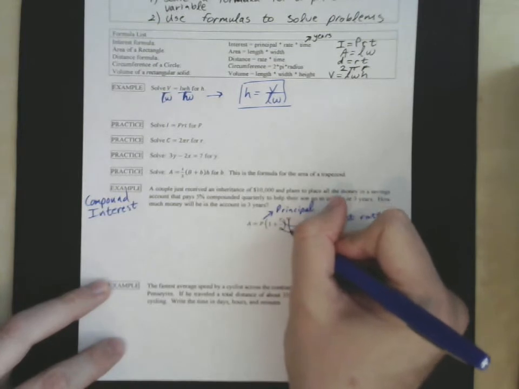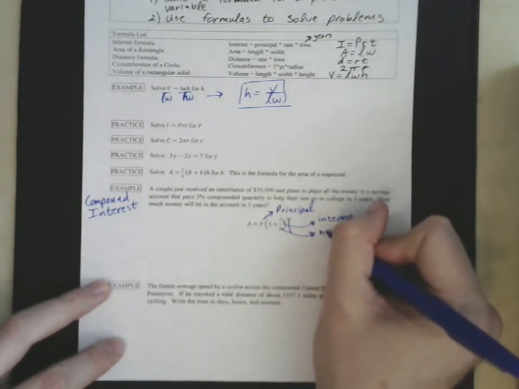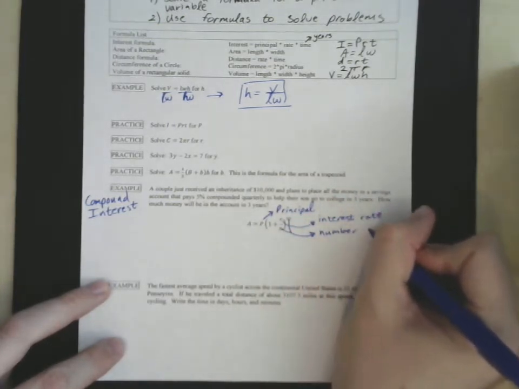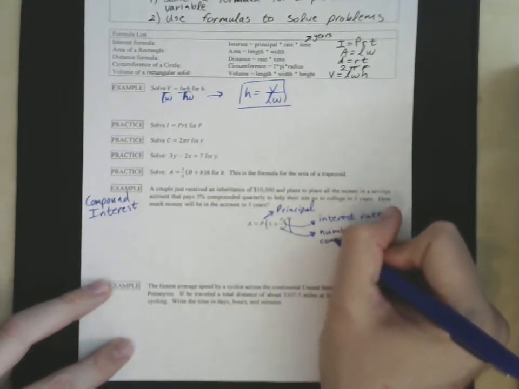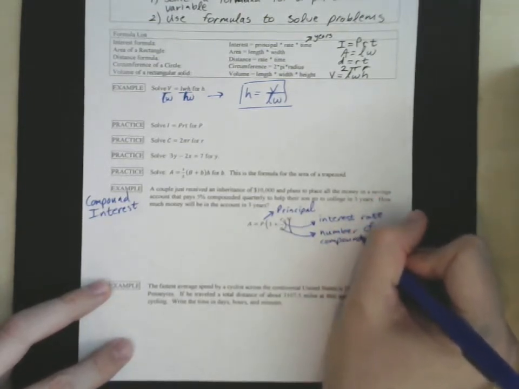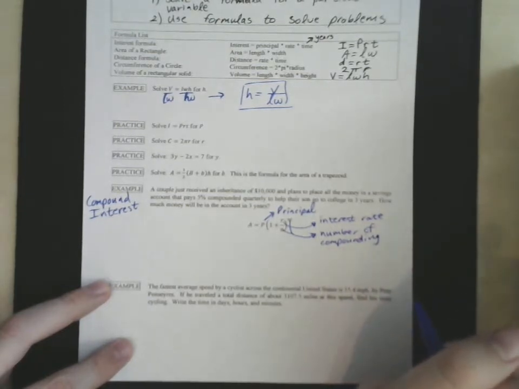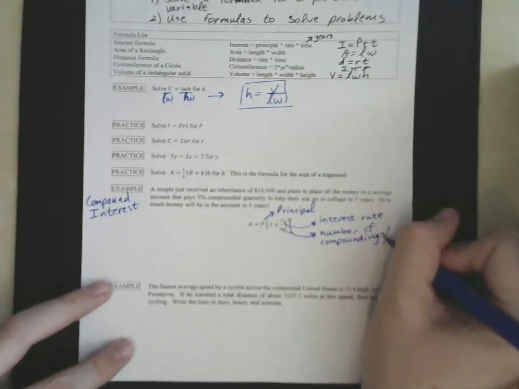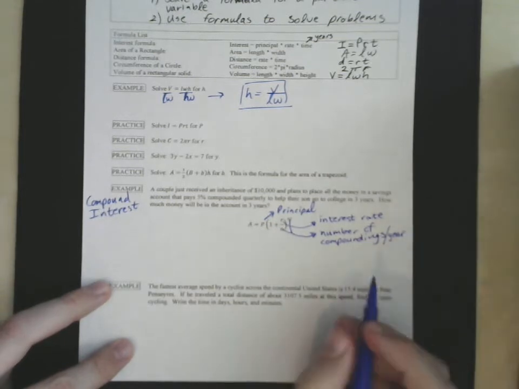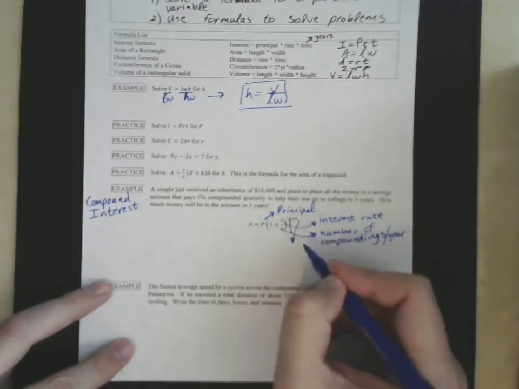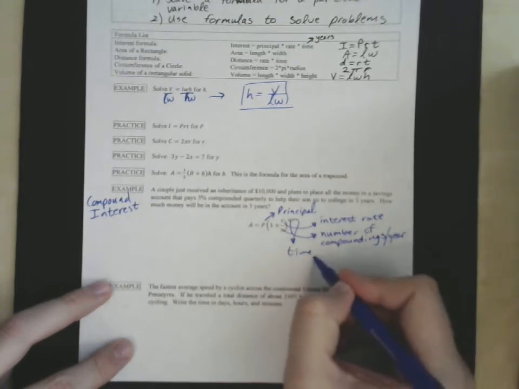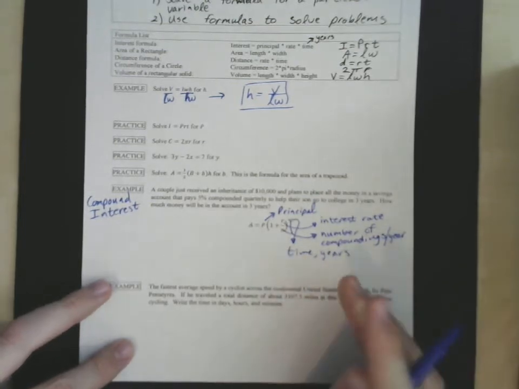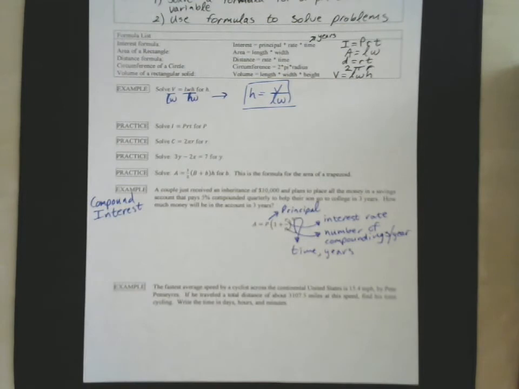The N is the number of compoundings. Basically, it's how many times a year you get more money. So this is compoundings per year. And T here is time. Again, in years. So similar to our other interest, but instead of one interest payment, we have compounded interest. Compounded interest is always better than simple interest.